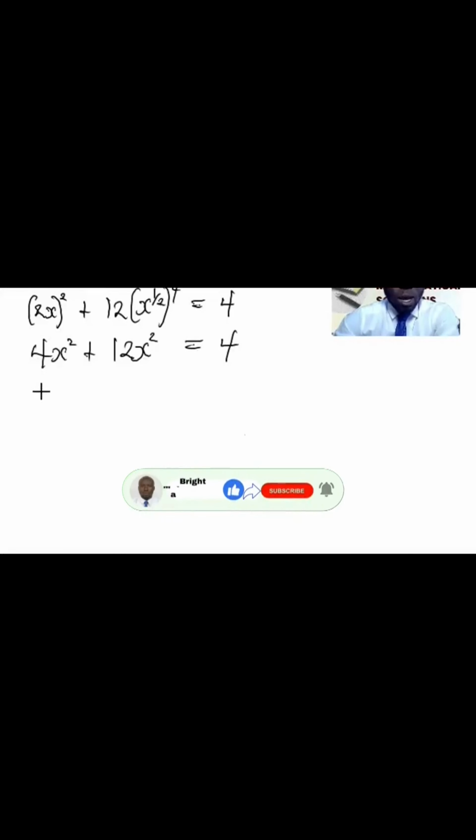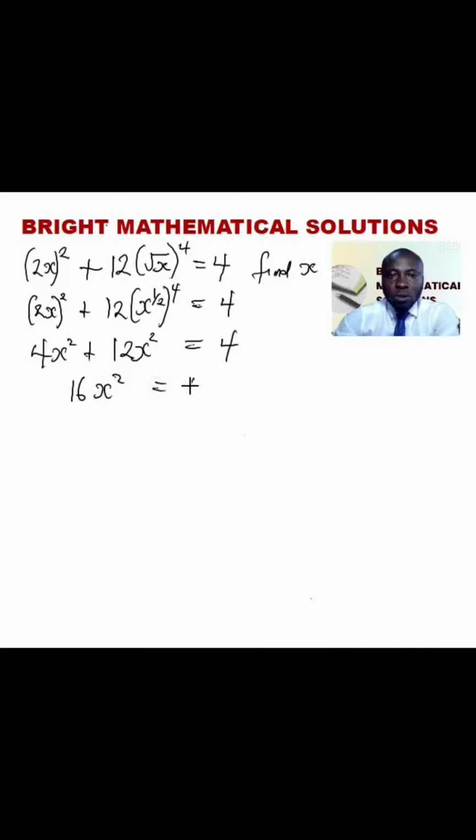By the time we open this bracket, this gives us x raised to power 2 equals 4. So from here, we can add them together. That gives us 16x squared equals 4. So making x squared the subject of the equation will give us x squared all over 16.